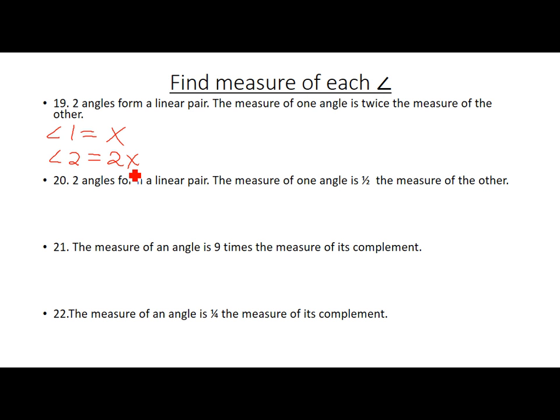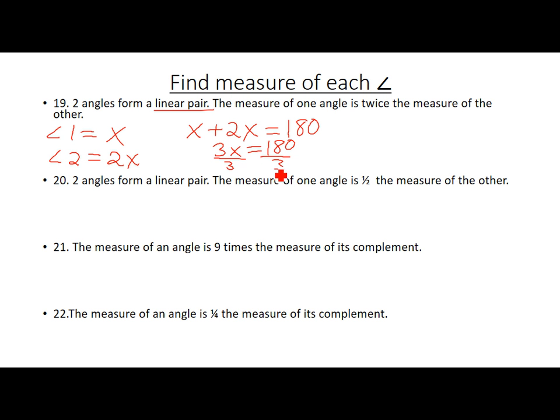We know that these 2 angles are a linear pair. If they're a linear pair, then what do we know about them? They add up to 180. So what equation can I set up? X plus 2X, the first angle plus the second angle, just like in the other problems. And that should equal what? 180. And then you solve it just like we've been solving all the others.